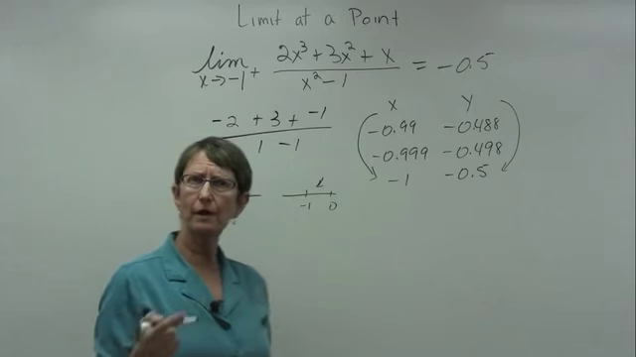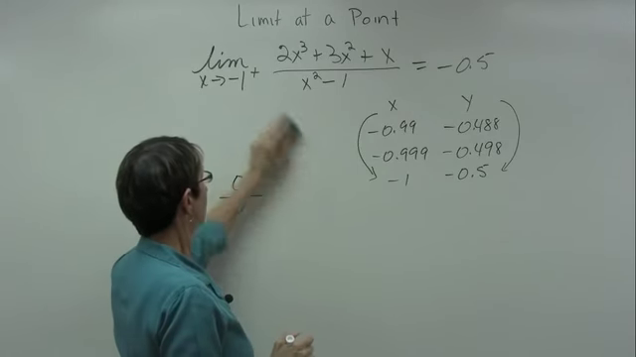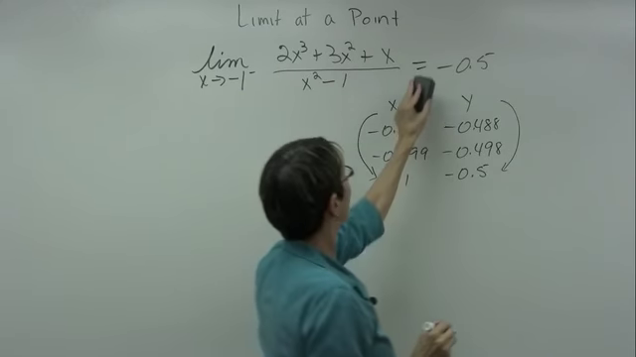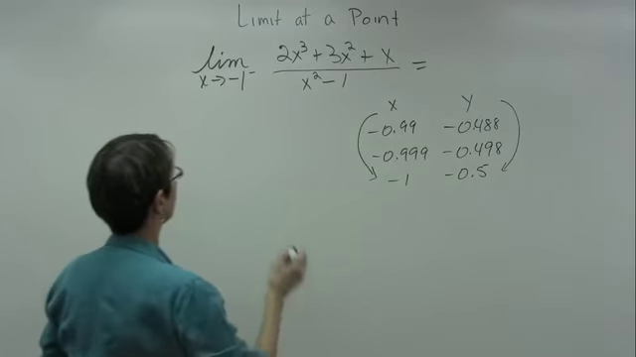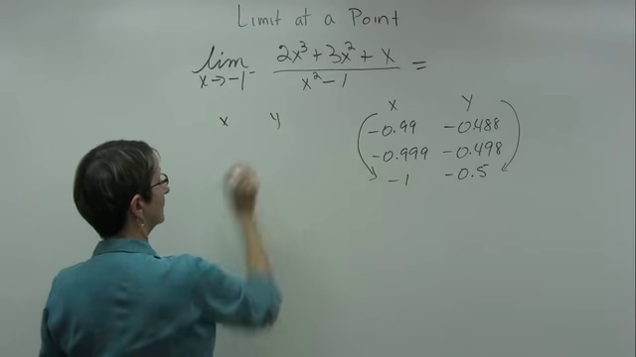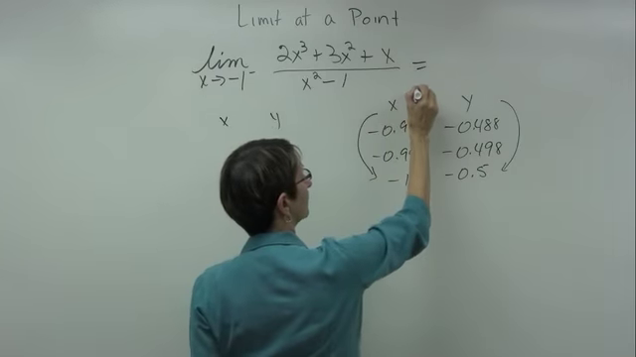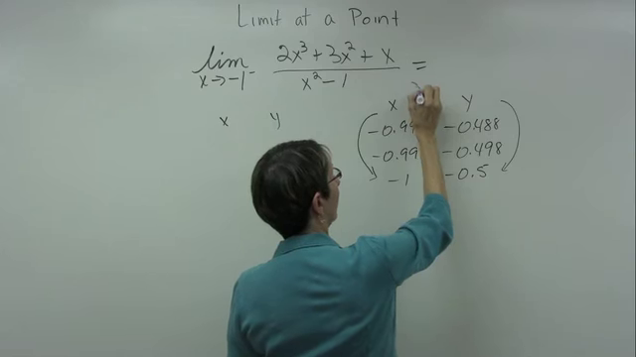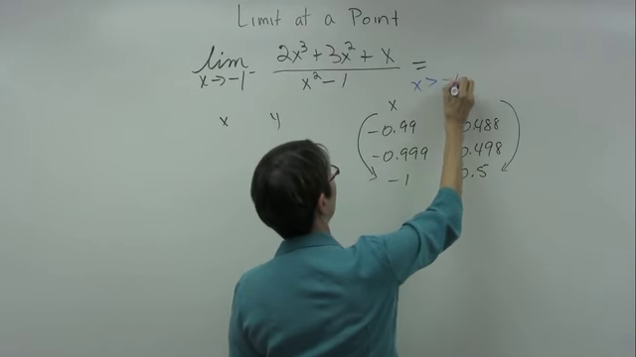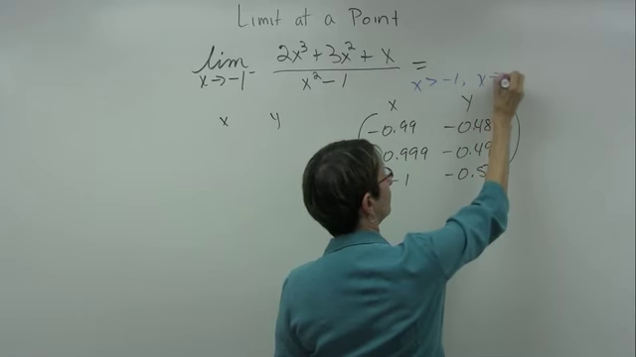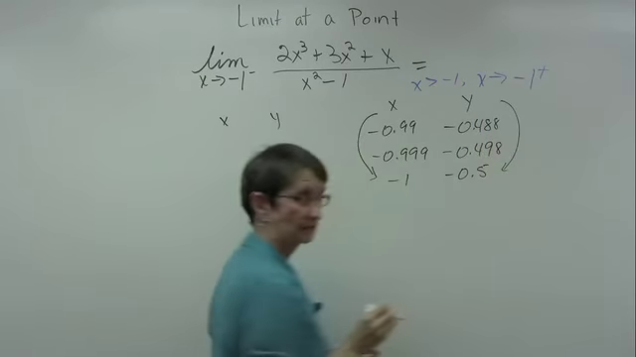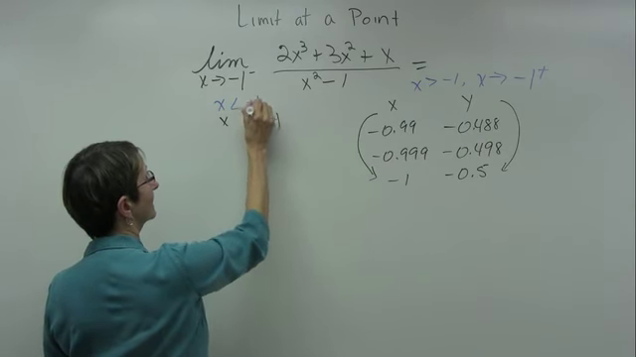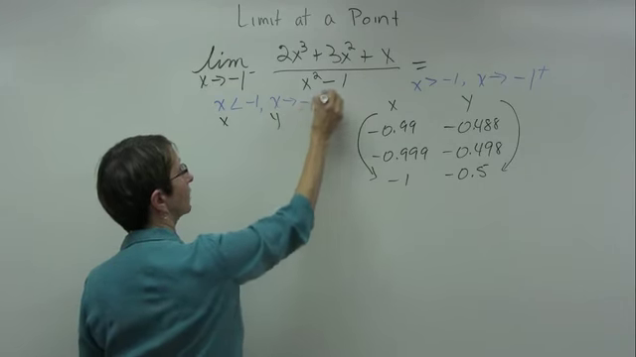Well, how about if we try it on the left? Let's just try the left side. Let's approach this on the left and see what we get for our limit. So let me write over here, x, this side, where x is greater than -1, and we were doing x approaching -1 on the right. Over here, let's do x is less than -1, so we're approaching -1 on the left.